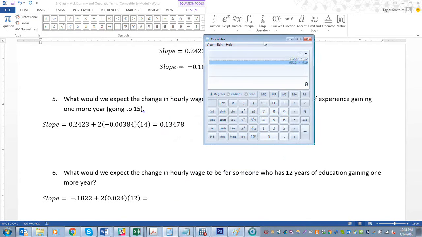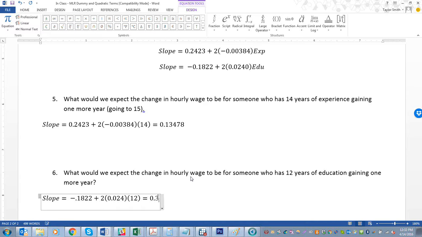Calculator, so we'll say 0.1822, we'll make that negative, plus, use some parentheses here, 2 times 0.024 times 12, close those parentheses, hit enter, so 0.3938. So from gaining 1 year, going from 12 years to 13 years of education, we would expect an increase in pay of almost 40 cents an hour. So that's a pretty big jump.